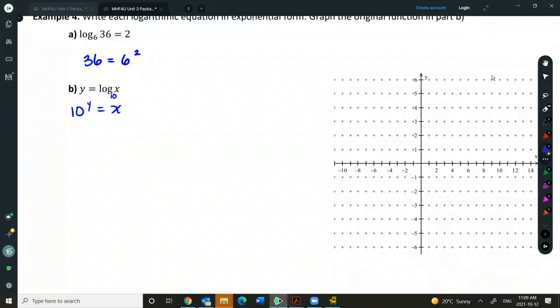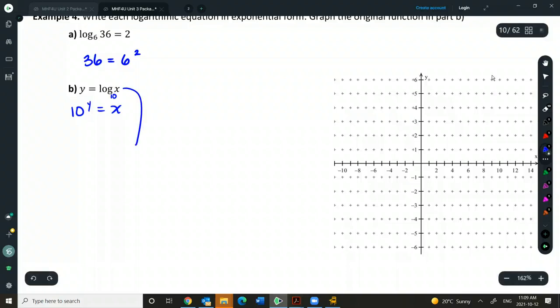Wait, but where do we put the log? Oh, I see it. What did you just say?